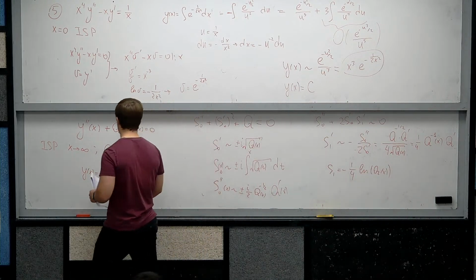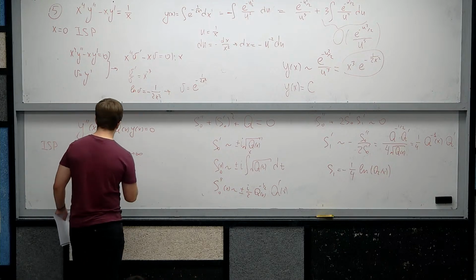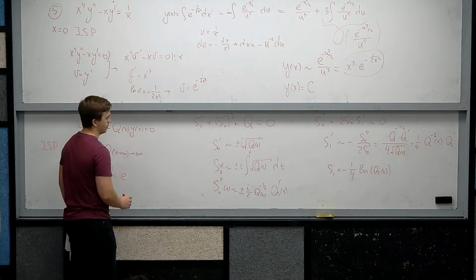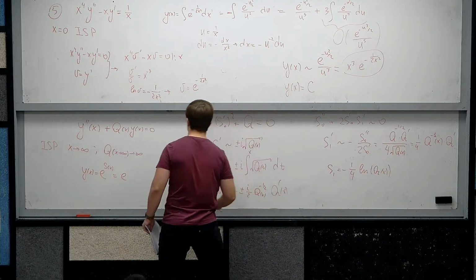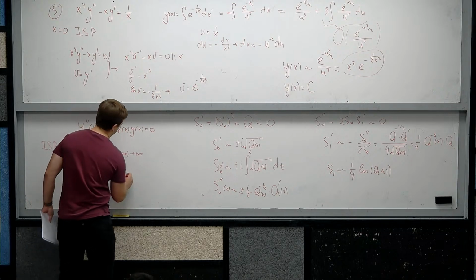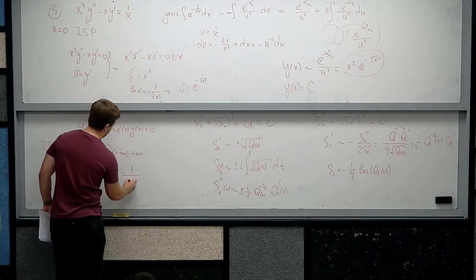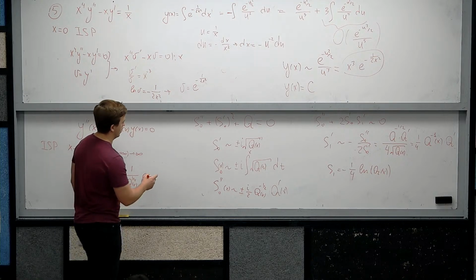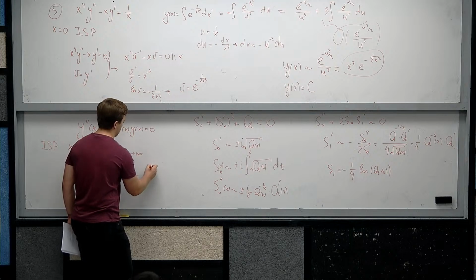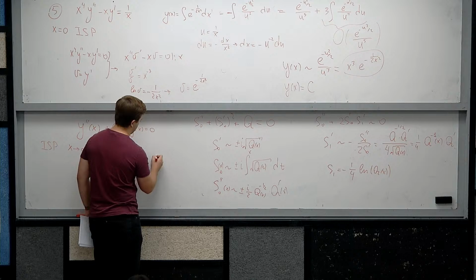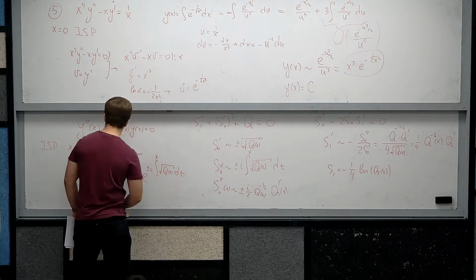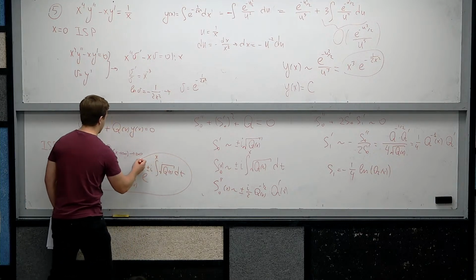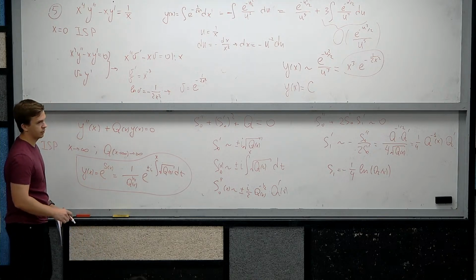Okay. So then our solution is just e to the, so it's 1 over q of x to the 1/4, e to the plus minus i integral square root of q of t dt. This is basically the problem.